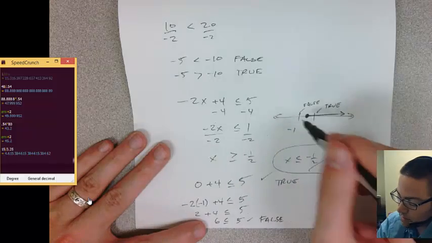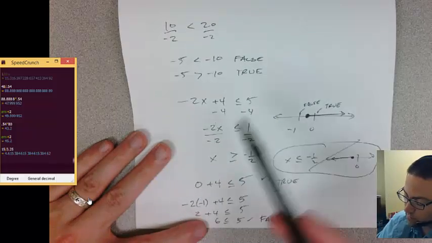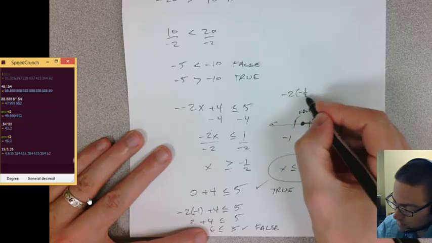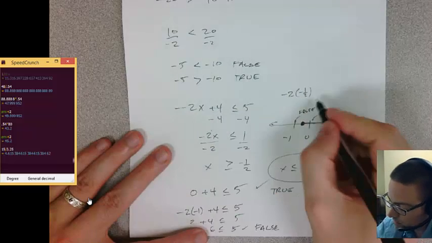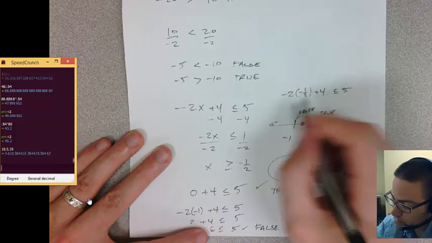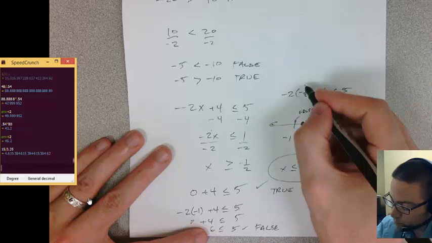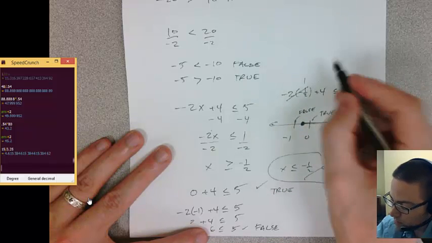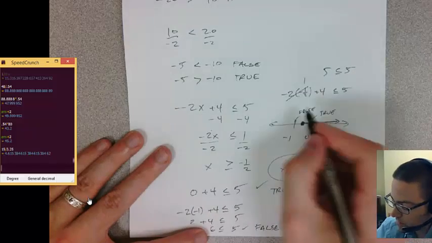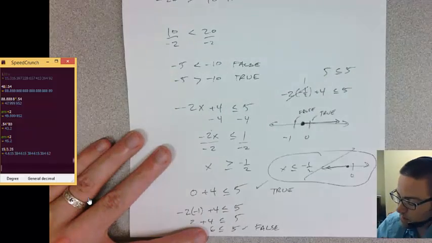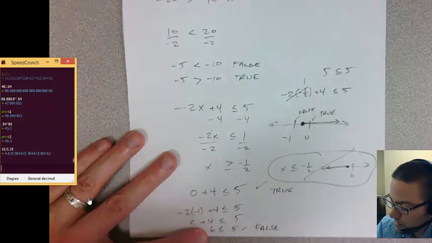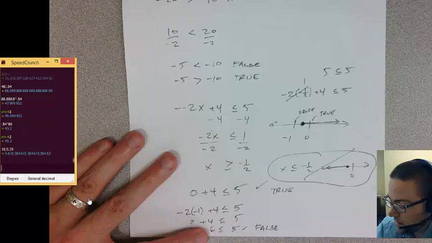Okay, the value itself should be equal to, so I can check that one as well. Negative 2 times negative 1/2 plus 4, is it less than or equal to 5? Negative 2 times negative 1/2 is positive 1. So that's 1 plus 4, which is 5, is less than or equal to 5, which is true. So that's the reason that it's filled in. If it was strictly less than, not actually equal to, then that would be an open circle, and that would be the difference there.